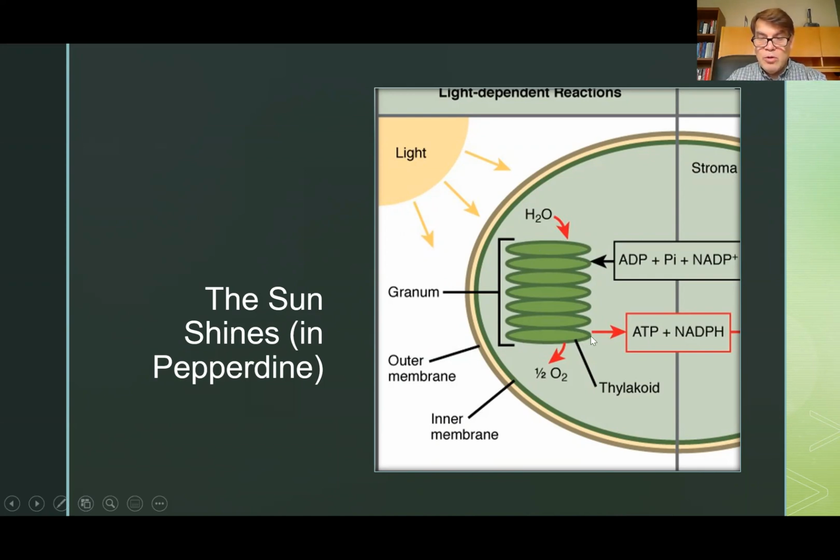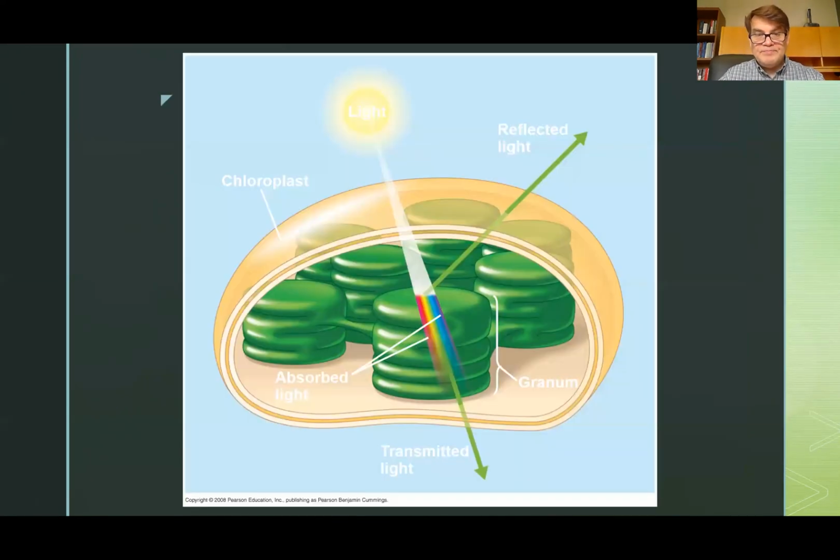They have chlorophyll in their membranes. The middle of them is called the lumen. It's not really light. It's just basically full of hydrogen ions, protons. But anyway, that's not important right now. So the sun shines. That's where it all starts. For light-dependent reactions, if it's dependent on light, we've got to have some light.